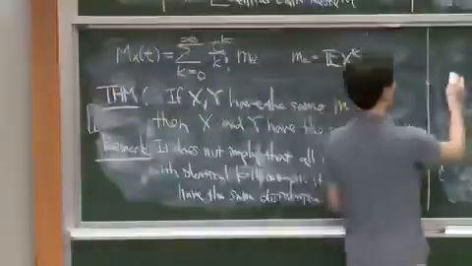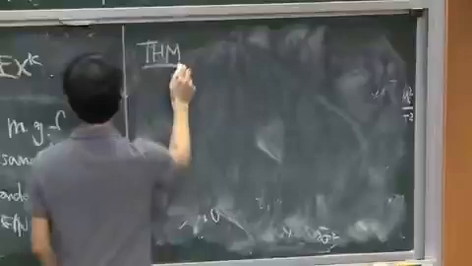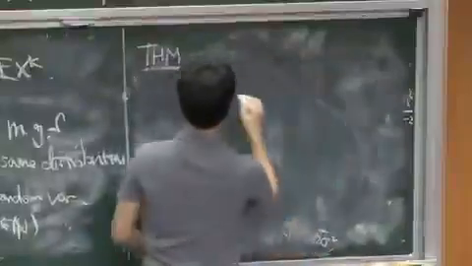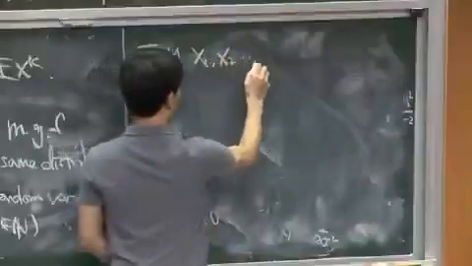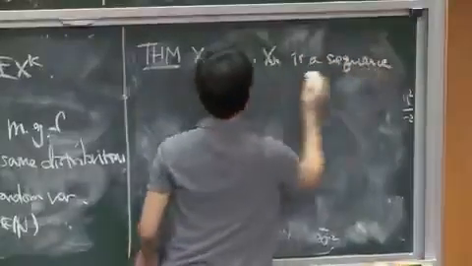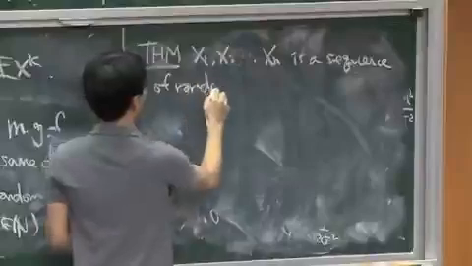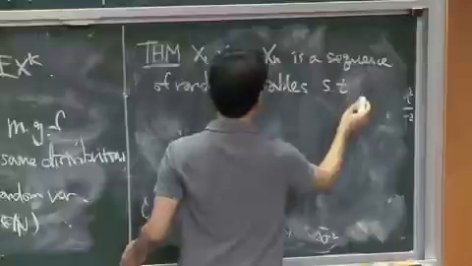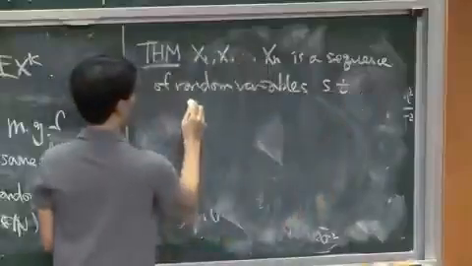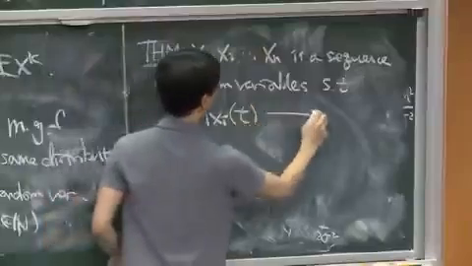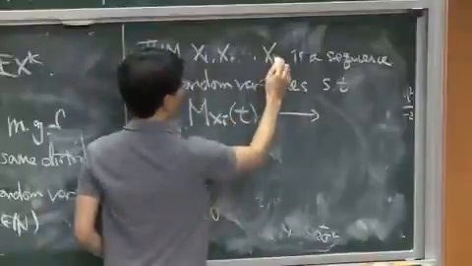Another thing that we will use later is a statement really similar to that, but it says something about a sequence of random variables. So if X1, X2, up to Xn is a sequence of random variables such that the moment generating function exists and it converges, it goes to infinity.